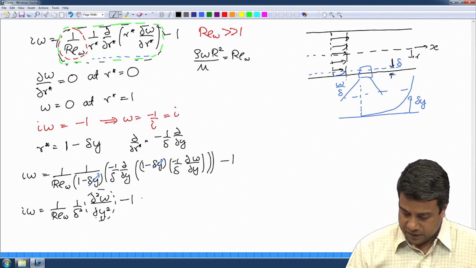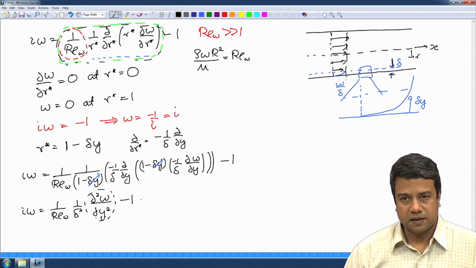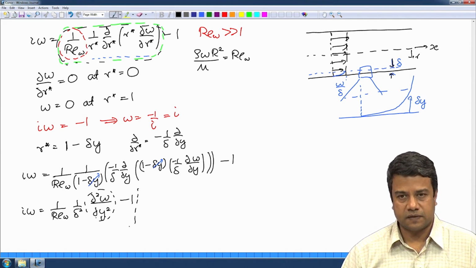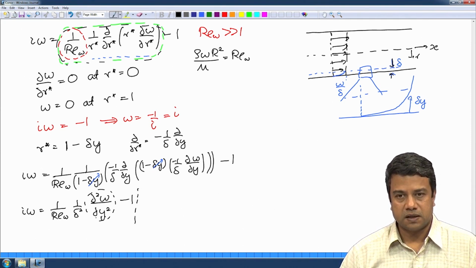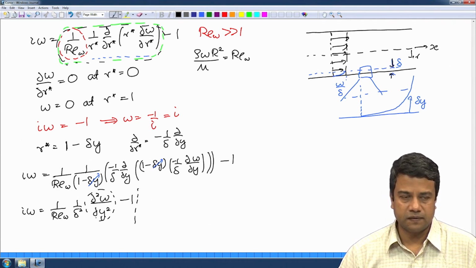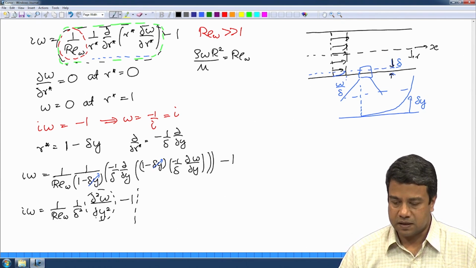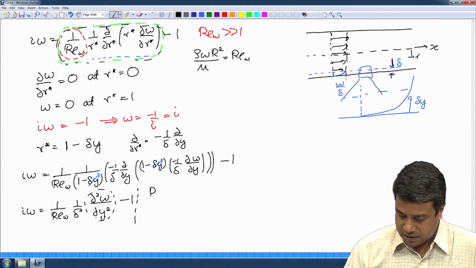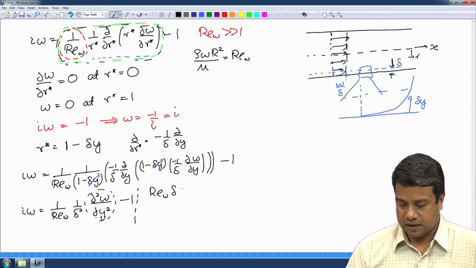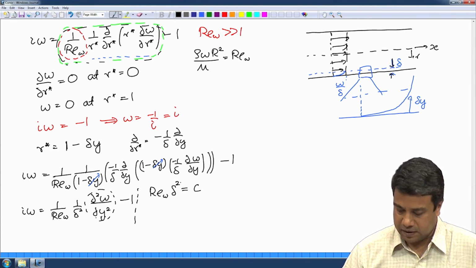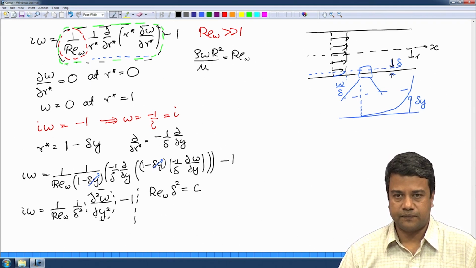Now I said that delta is a function of Re omega, and it is not a function of r, it is a scale factor. It has to be chosen in such a way that the inertial and the viscous terms continue to be of equal magnitude in the limit as the Reynolds number goes to infinity. Therefore, Re omega times delta square has to be equal to a constant in the limit as Re goes to infinity. So, this gives us the value of delta.